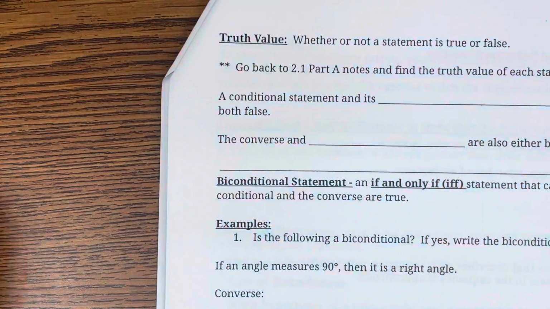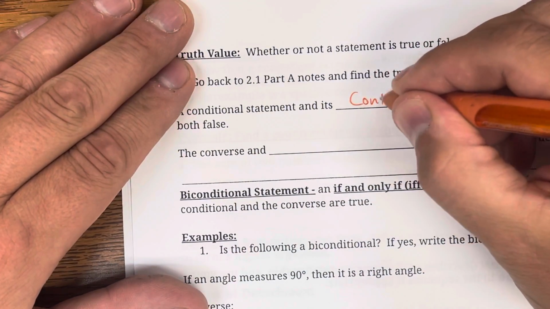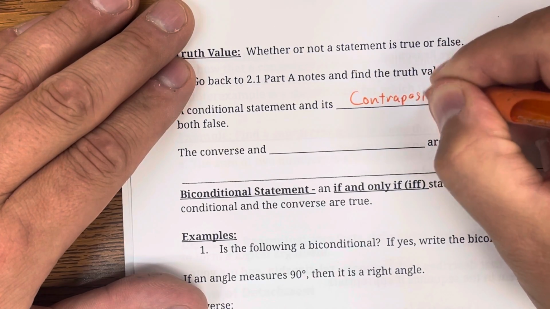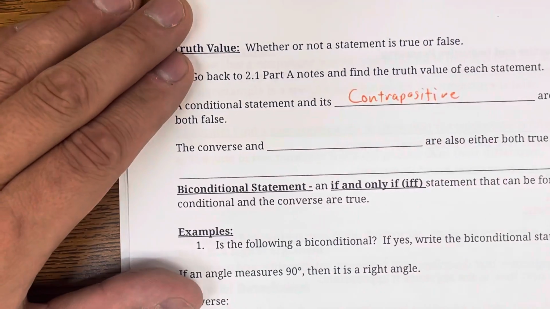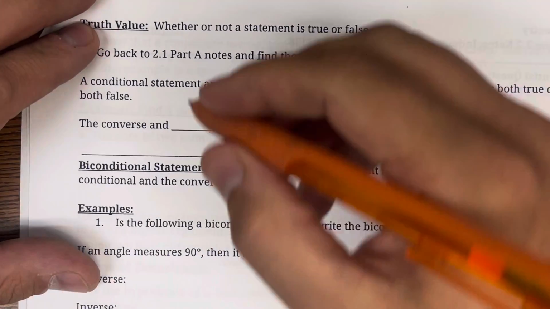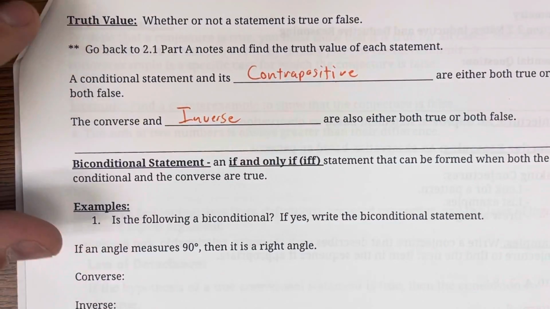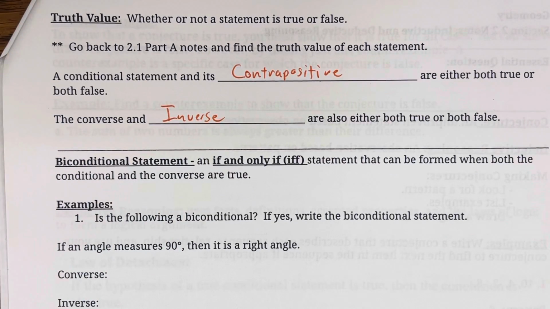The converse and the inverse are both true or both false. Take a look at one more case? Nah, I think we're good. We're moving on. So, a conditional statement and its contrapositive are either both true or both false. And in a similar manner, the converse and the inverse are either both true or both false. Okay? So they're going to be the same.